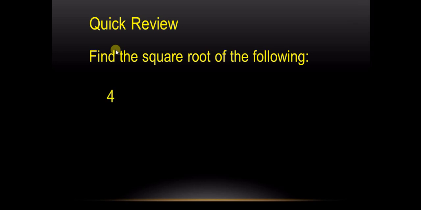What is the square root of 4? The square root of 4 is 2, while the square root of 9 is 3. The square root of 25 is 5. What about the square root of x squared? The technique is so simple. All you have to do is divide the power 2 by 2. So the square root of x squared is x.